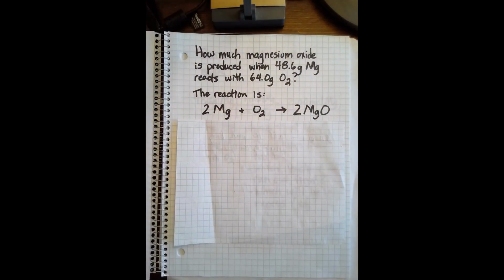So let's look at a sample problem here. How much magnesium oxide is produced when 48.6 grams of magnesium reacts with 64 grams of oxygen? And then we have a balanced equation.